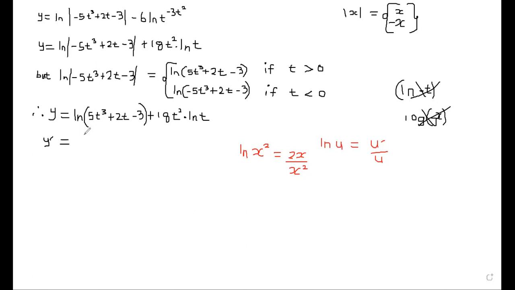Now let's differentiate that. We take the 3 down, it multiplies the 5, and it becomes 15t squared. The 2t will become just plus 2, all over u. You know how to derive this, I hope you do. That was u prime. Now all over u. What is u? U is the front of the ln, which is the whole bracket, 5t cubed plus 2t minus 3.